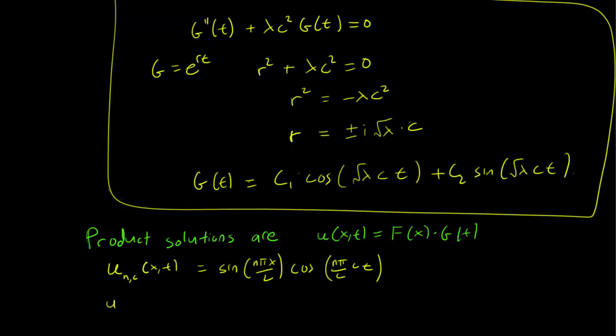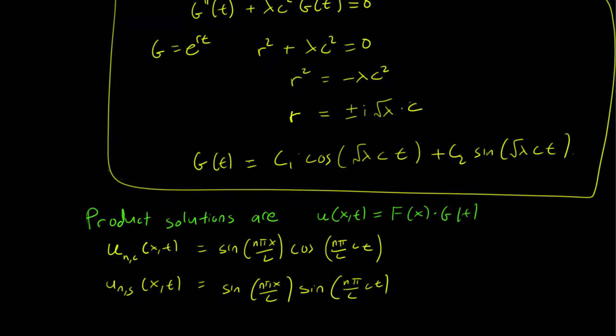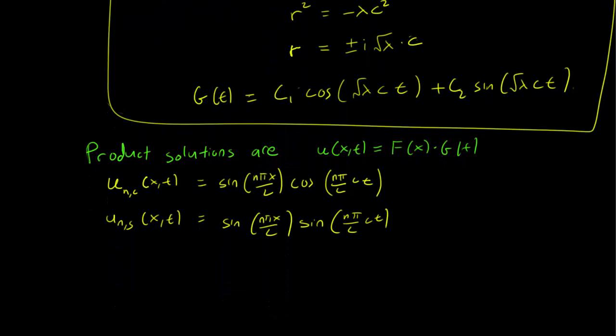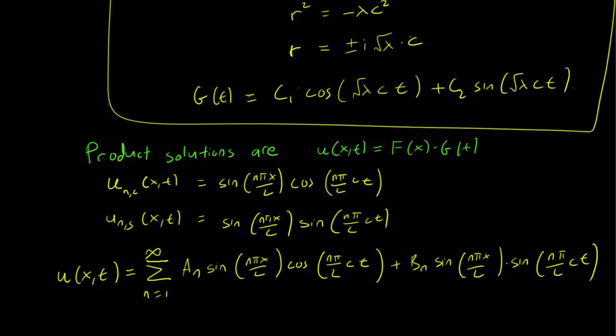And also we have another option where we can do the sine instead. u_n^s equals sine n pi x over L times sine n pi over L c t. And these are our options for product solutions. And this means that, in general, our solution u(x,t) can be written down as something like this, just a linear combination of all the possible product solutions.